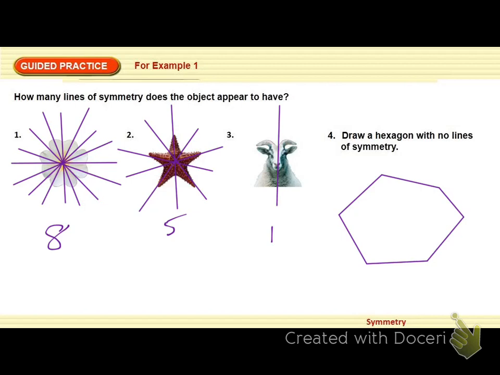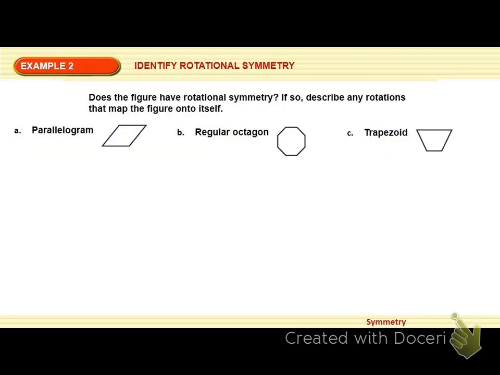So probably something like that. But you can come up with your own shape that shouldn't have any lines. Just kind of randomly draw 6 sides. Right? Okay.